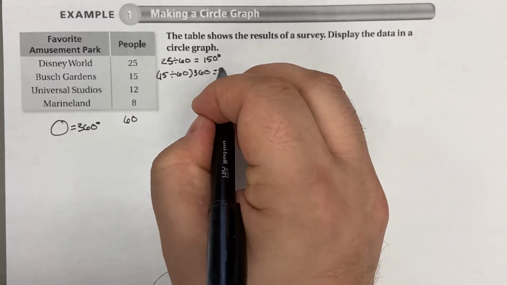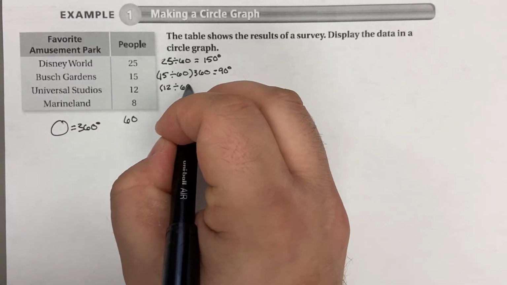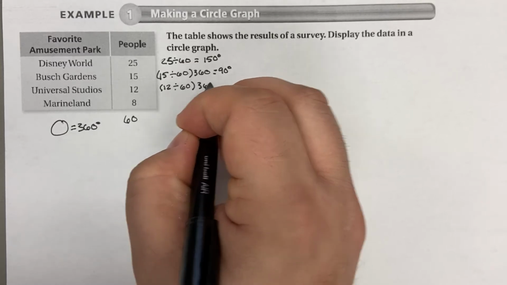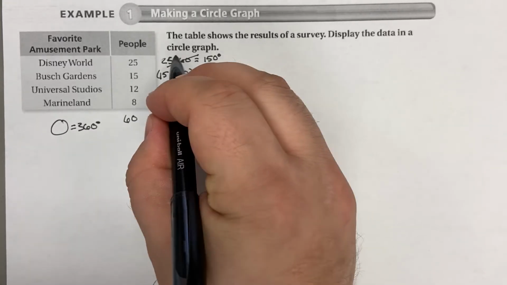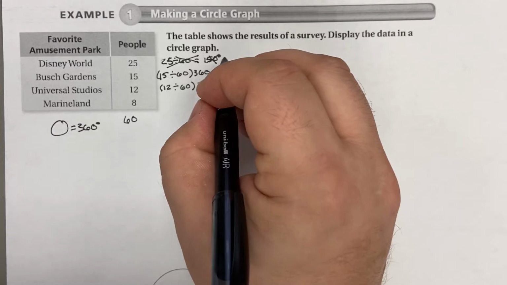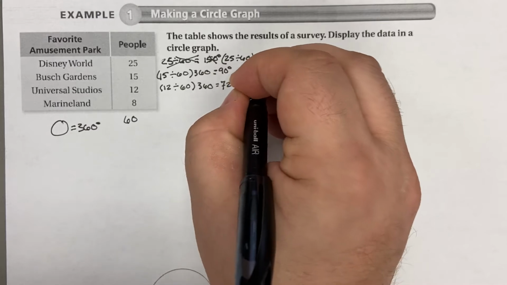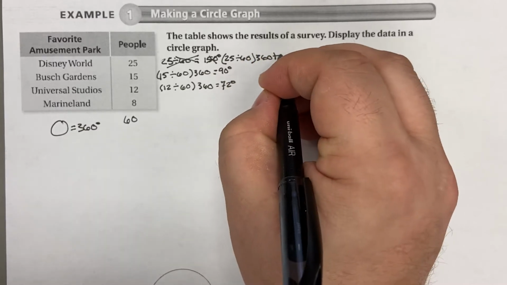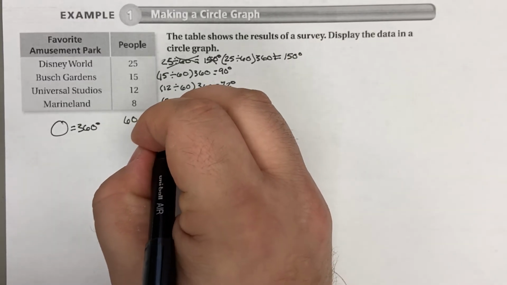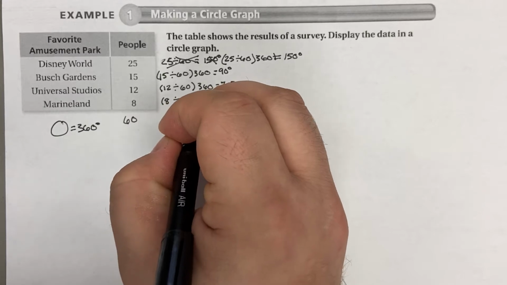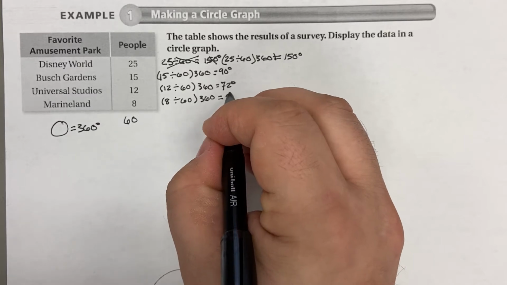When I do that for this group, that's going to be 90 degrees. Here it's going to be 12 divided by 60 times 360 is equal to 72. So this is not correct here. Therefore, that's not correct. This needs to be 25 divided by 60 times 360 is equal to 150. And then here we have 8 divided by 60 times 360 is going to be equal to 48.